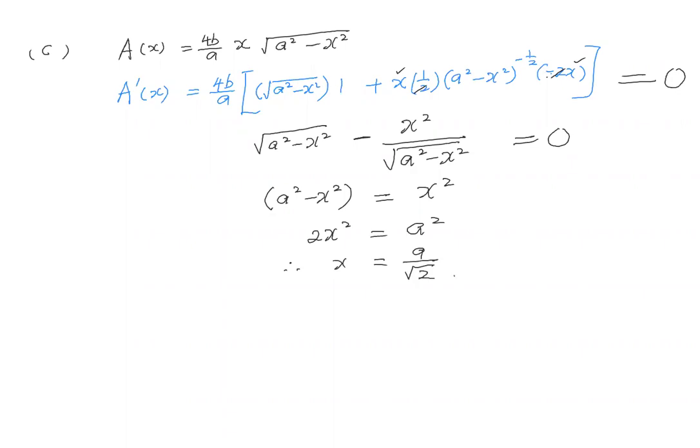So can I end here for part C? The answer is, can I end here, Cindy? For part C? No. Wait. Can I end here? No. No. Why? The question asked me to show. The question, I square root 2. Correct lah. A over root 2 ma. The question asked me to show ma.